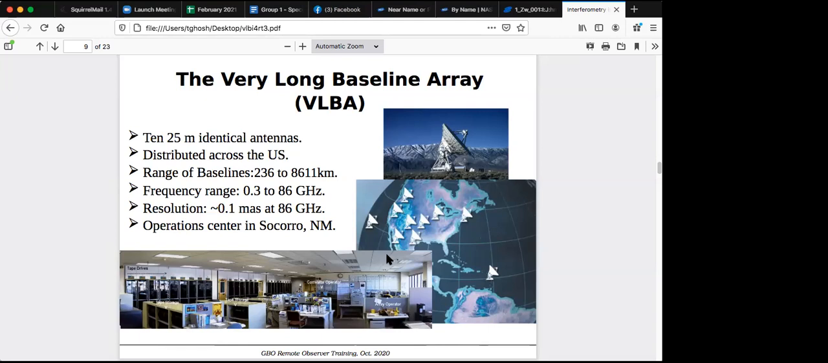The range of baselines goes from 236 kilometers to 8,600 kilometers. The frequency range goes from 0.3 to 86 gigahertz. Resolution is 0.1 milliarcsecond at the highest frequency. The operation center is in Socorro. So you have to send the data after recording, just the voltages, not correlated yet, to Socorro.